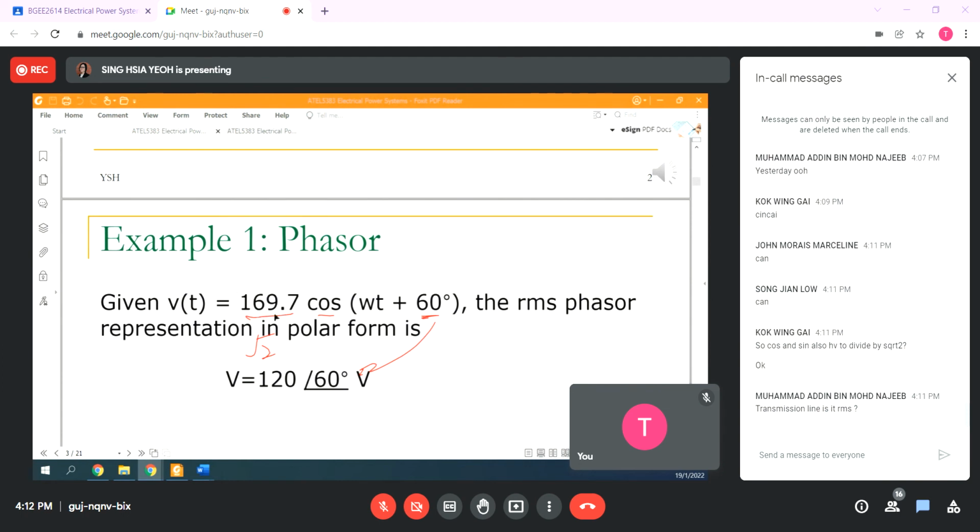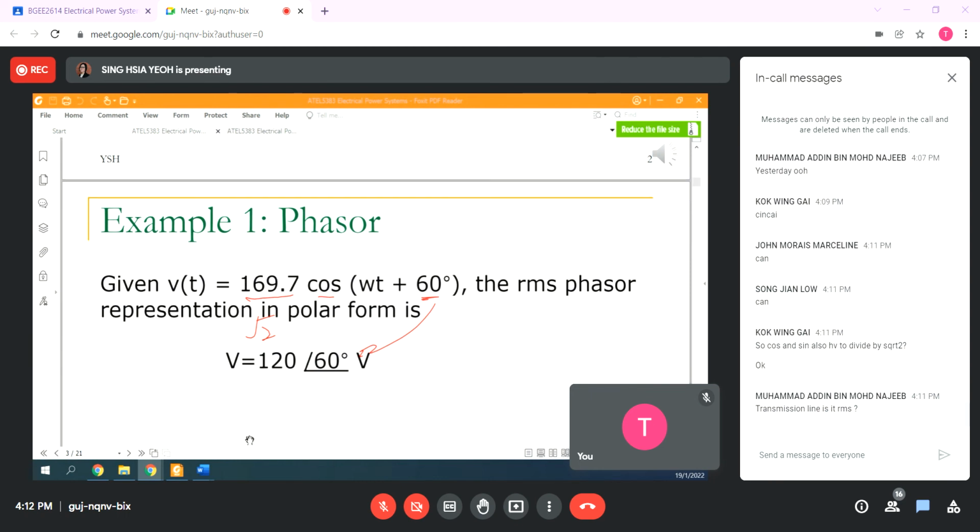So let's see, if they give you this 169.7 as an amplitude, you need to divide it by 2 in order to get 120. In this format, cosine normally won't have tangent, cosine format, then only you need to write this. Definitely, if they already give you this format, then you don't divide by 2 again. There are a few situations. If they give you RMS value, never mind, later on in the tutorial, then you will know. Sometimes they, I have the tutorial.